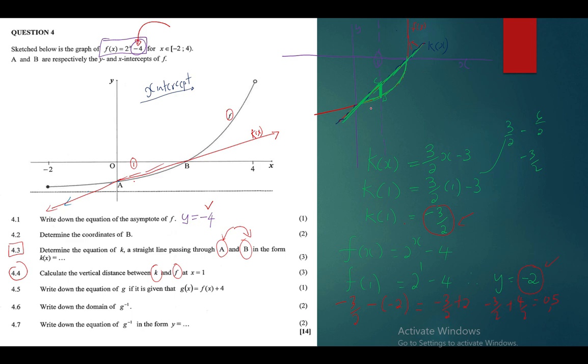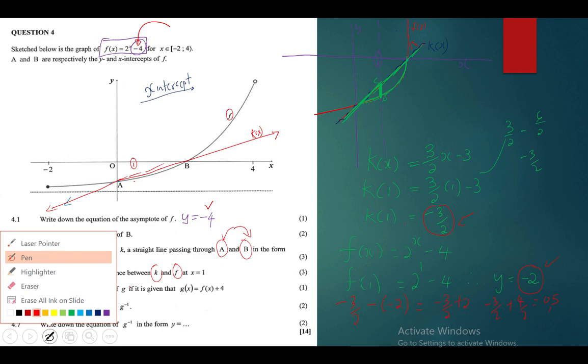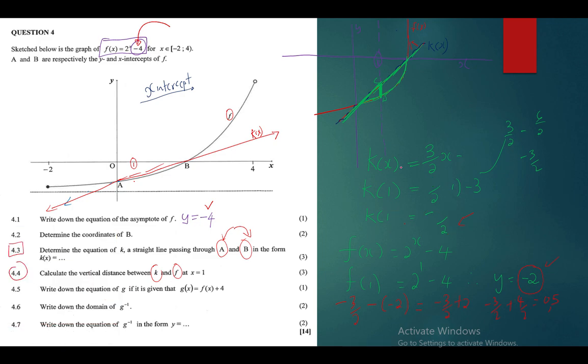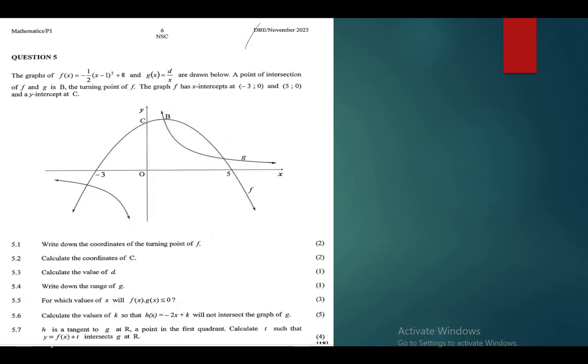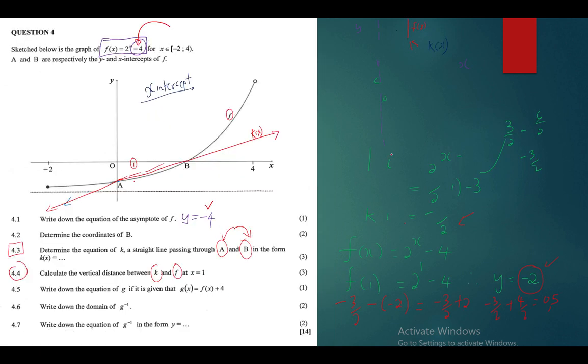Okay, let's go to 4.5. They say, write down the equation of g if it is given that g of x equals the function f of x plus 4. This should be simple, guys. You are looking for the function g.